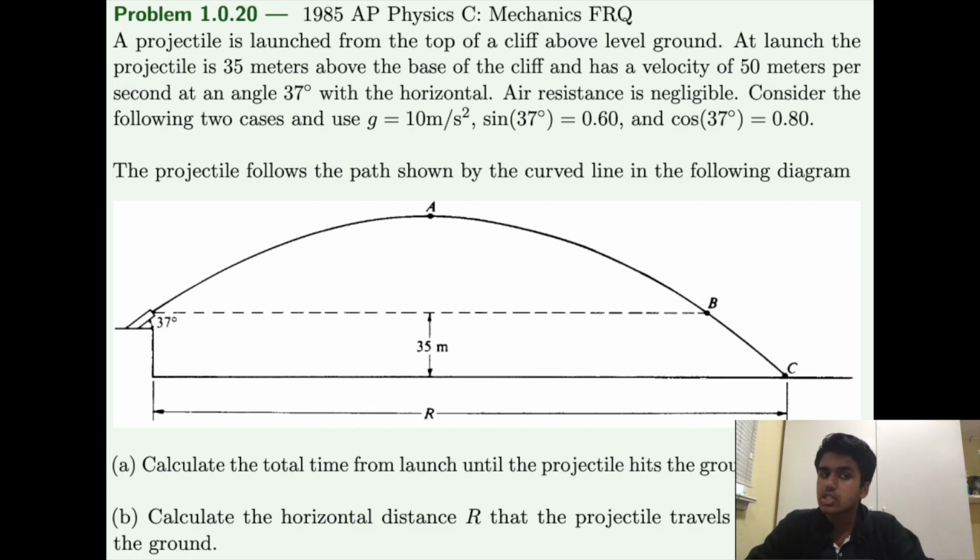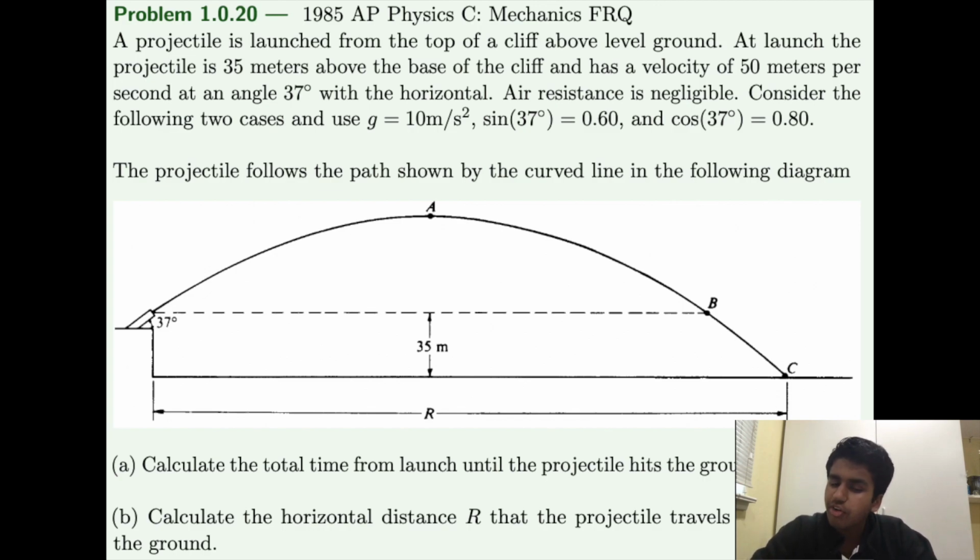So basically in this problem, a projectile is launched from the top of a cliff above the ground. And then at the launch, the projectile is 35 meters above the base of the cliff. So basically it's launched at a cliff and then it's going to go in an arc, right? But it's going to go down the height of the cliff also. So basically in this problem, it says that the velocity is 50 meters per second initially with an angle of 37 degrees. And then the path of the projectile is also shown.